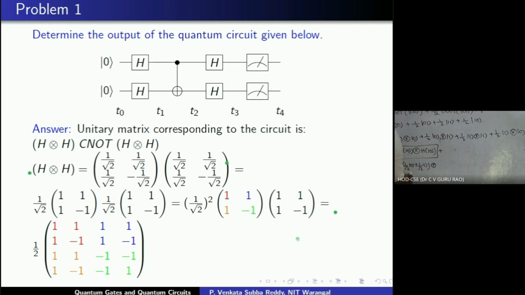Tensor 1 by root 2 ket 0 plus 1 by root 2 ket 1. This is for only first term. Here again, how many terms you get? 4. Here 4, 4, 4. Whatever you do, finally what remains? Ket 0, 0 remains. That's all. This simplification is again how? This is 1 by 2 root 2, ket 0, ket 0.